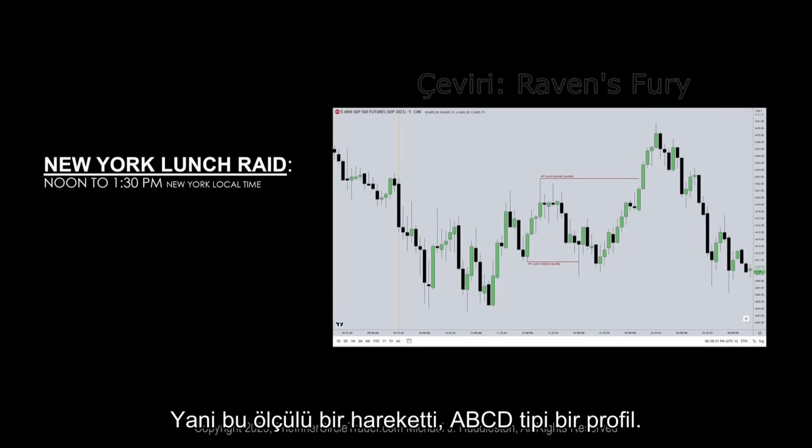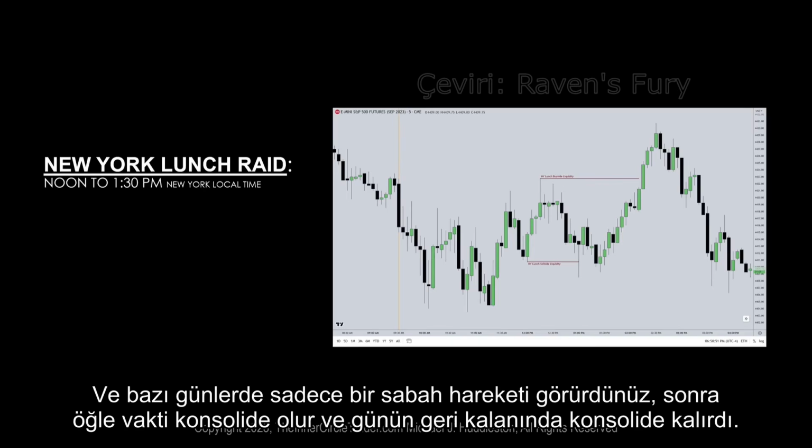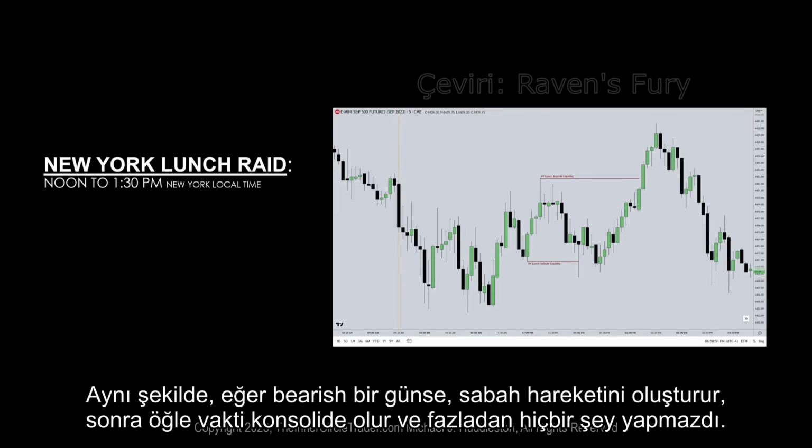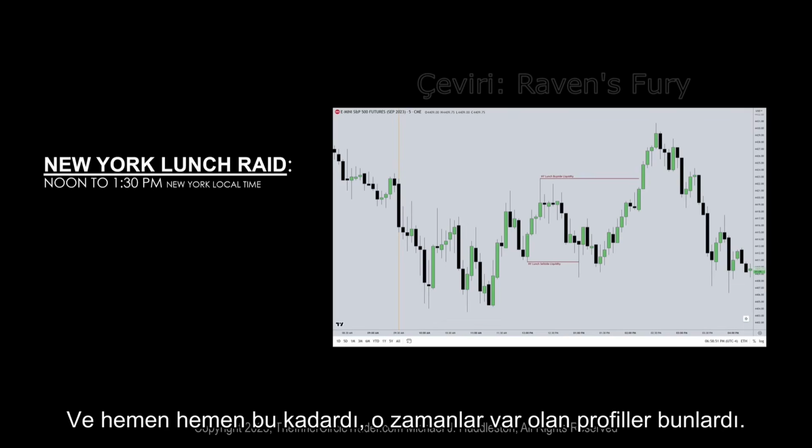So it was a measured move, an ABCD type of profile. And on other days, you would see just a morning move and then consolidate through lunch and stay consolidated the rest of the day. And the same thing if it was a bearish day: it would create the morning move, then consolidate in lunch and do nothing extra. And that was pretty much it. Those were the profiles that existed back then.